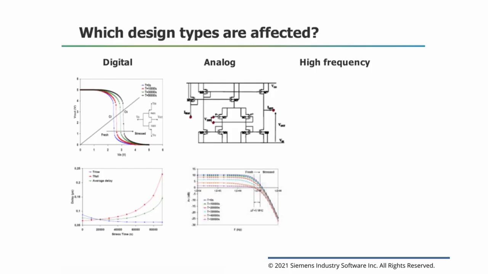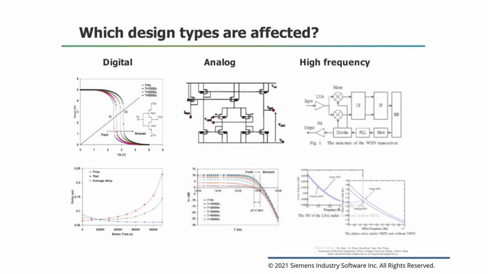Analog designs are also affected. Here we see how the transconductance gain, the bandwidth and the dominant pole of an OTA are affected. Last but not least, RF circuits are also degrading over time. We see here how the phase noise of the VCO and the noise figure of the LNA are both shifted under NBTI stress, as presented in detail by a paper from Beijing University.